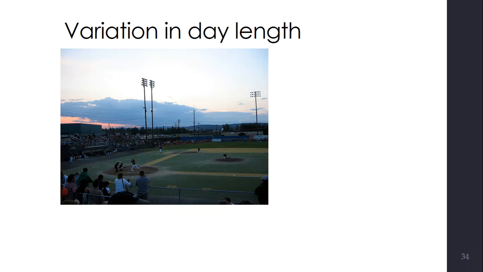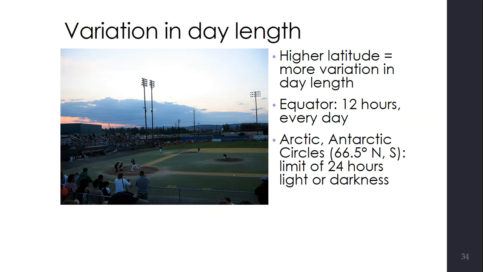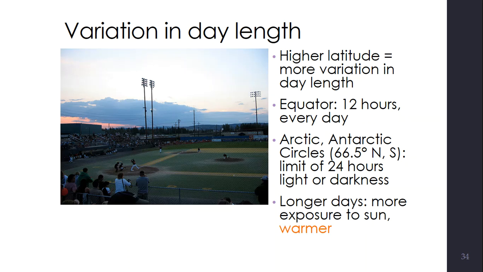But this leads to a variation in day length. So if you've ever traveled towards the poles, to Alaska or to Antarctica, right, the higher the latitude, the more variation in day length you're going to get. The equator is going to get 12 hours every day of the year. Every day of the year, they're going to get 12 hours of sunlight and 12 hours of darkness. In the Arctic and the Antarctic, and we're talking about those circles above 60 degrees north and south, respectively, it's going to limit the amount of light and dark that they get.